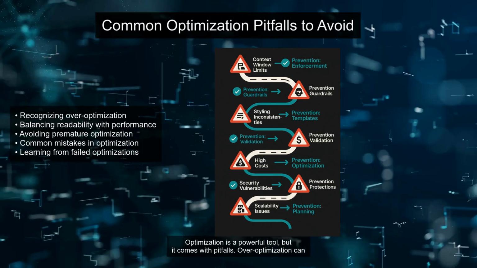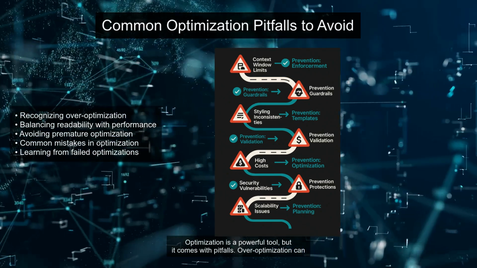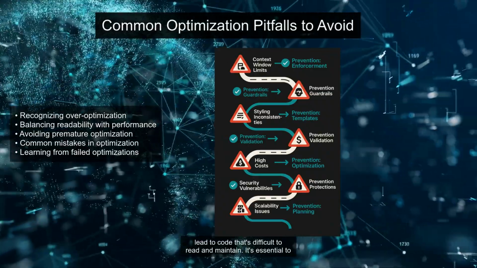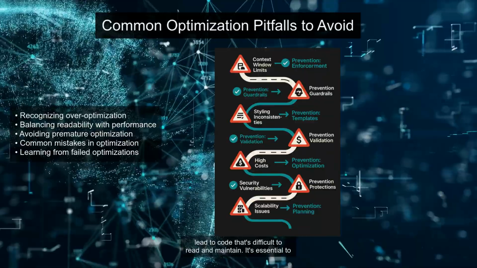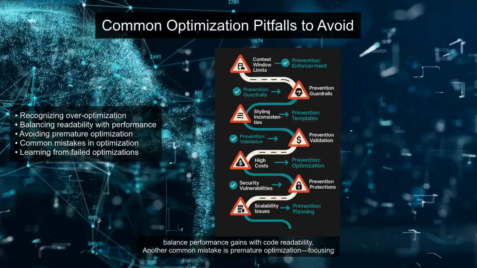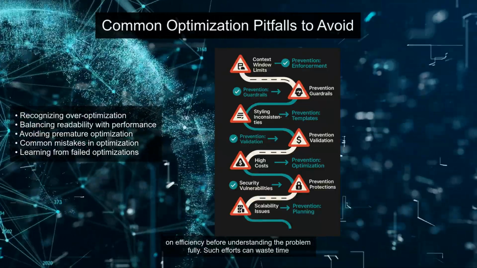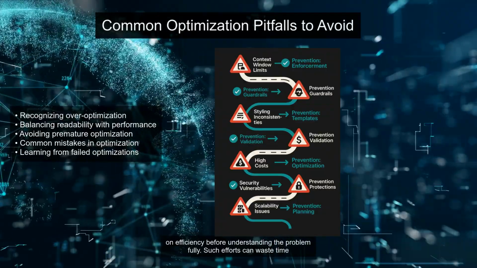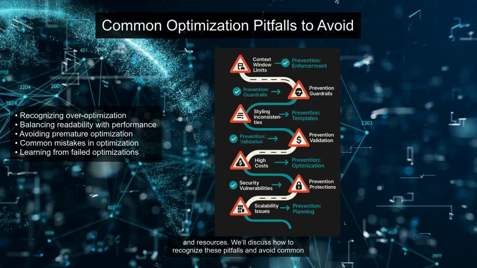Optimization is a powerful tool, but it comes with pitfalls. Over-optimization can lead to code that's difficult to read and maintain. It's essential to balance performance gains with code readability. Another common mistake is premature optimization, focusing on efficiency before understanding the problem fully. Such efforts can waste time and resources.